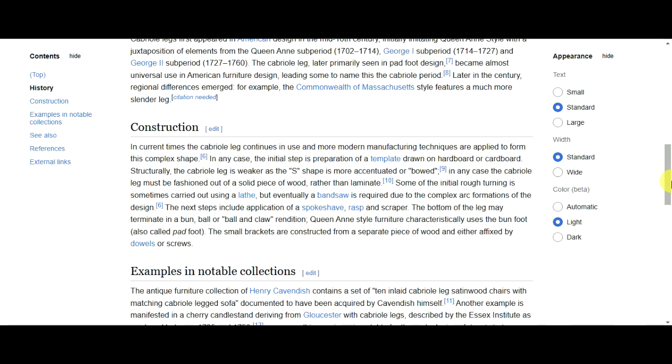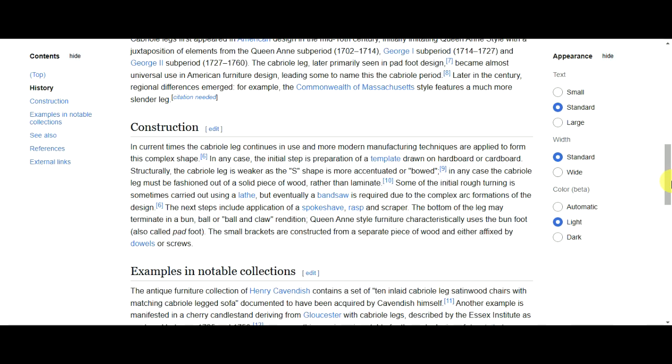The next steps include application of a spokeshave, rasp, and scraper. The bottom of the leg may terminate in a bun, ball, or ball and claw rendition. Queen Anne style furniture characteristically uses the bun foot, also called pad foot. The small brackets are constructed from a separate piece of wood and either affixed by dowels or screws.